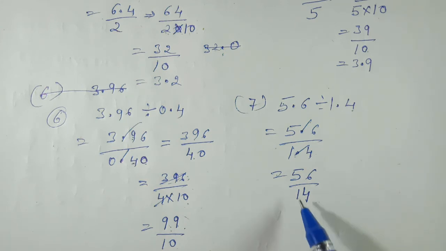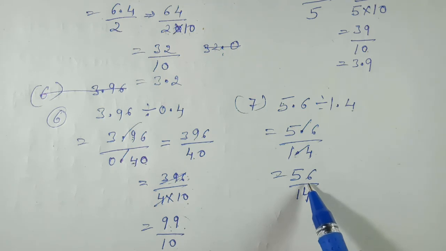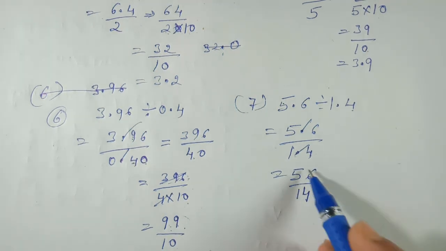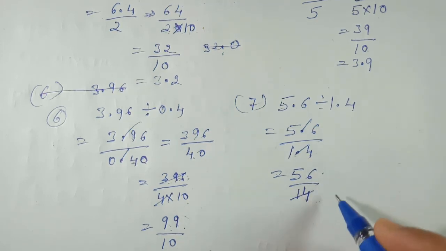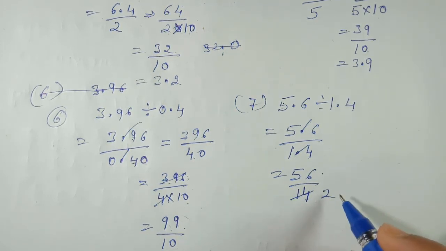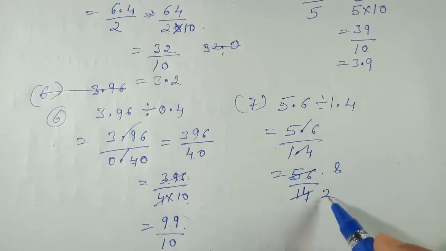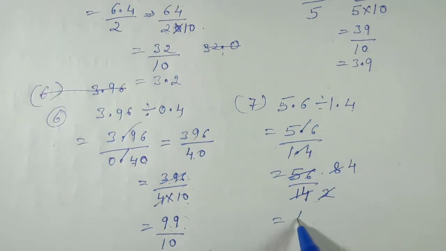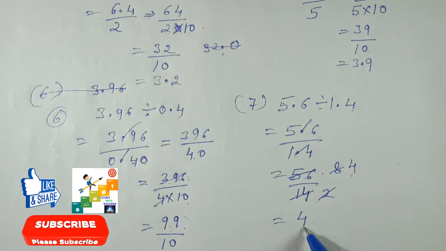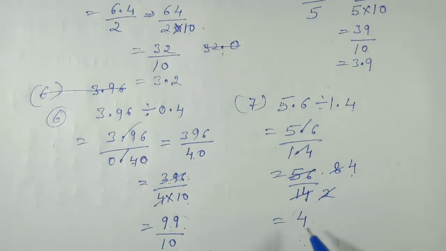We know the table of 14. We're going to use the table of 14 for cancelling it, or you can use the table of 7 also. You can use the table of 2 also. So I'm taking the table of 7. 7 2 14, 7 8 56. Then with the table of 2 we can cancel, 2 4. So we get 4 as the answer. At the denominator there is a number, but the number is 1, so we get the value over here as 4.